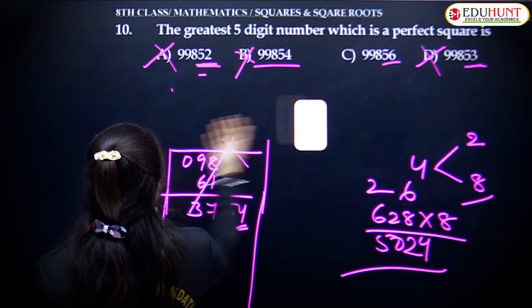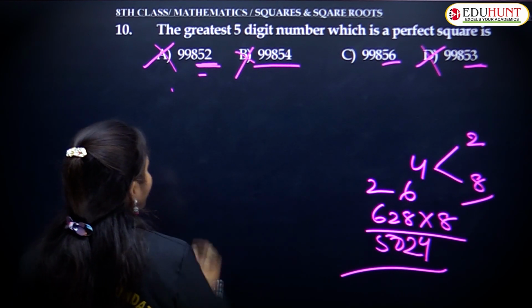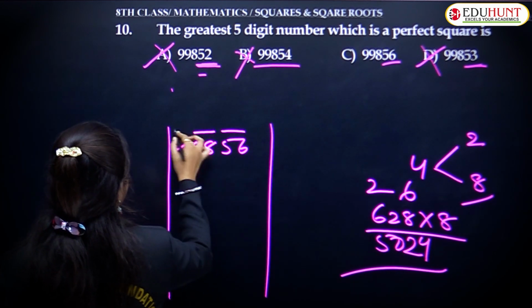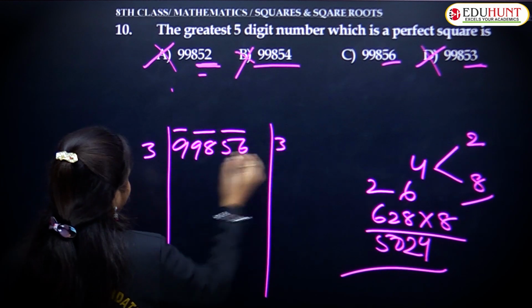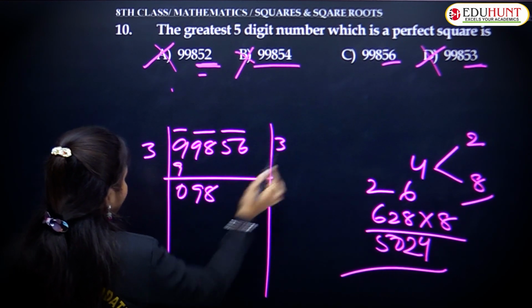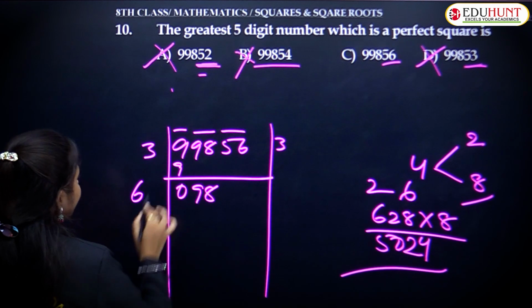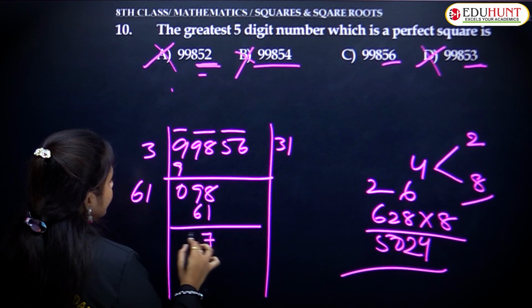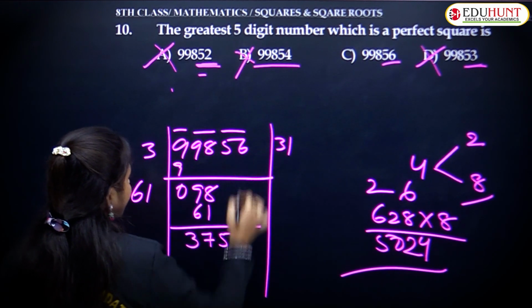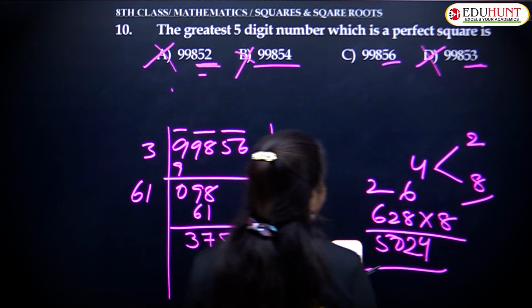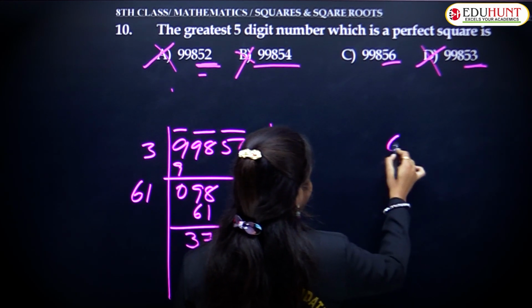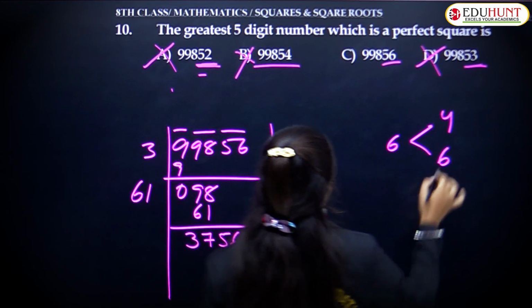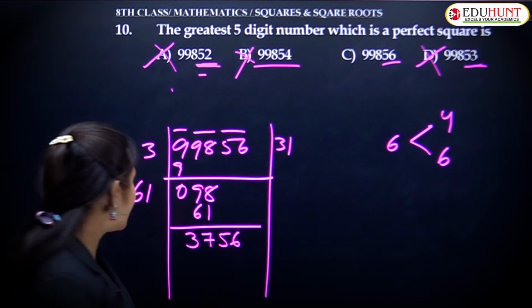So see here. What is that number? 99856. Okay, so 3 3s are 9. So 0, 98. Double of 3 is 6. Here again the possible value is 1. 61 into 1 is equal to 61. So 7, 3, 5, 6. Here 6 is there. So how many possible values are there, ma? That number is ending with 6, so here also there are two possibilities. What are those? One is 4, another one is 6.